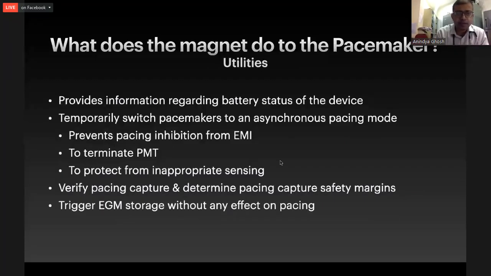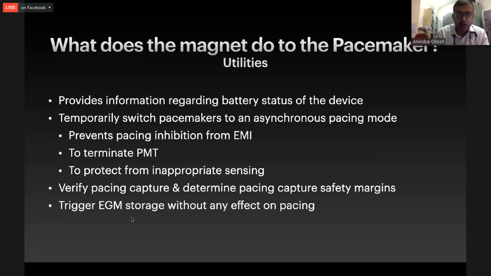So there are several utilities. Not going into the detail, we can know about the battery status. Because the pacemakers are blinded by the magnet application, they turn to asynchronous mode. This can be made use of in conditions where there is a chance of external magnetic interference or interference by cautery during a surgery. It can also be used to terminate a pacemaker-mediated tachycardia. There are several manufacturers which provide a threshold margin test through which we can find out the capture safety margins. It can also be programmed to trigger EGM storage without effect of pacing.